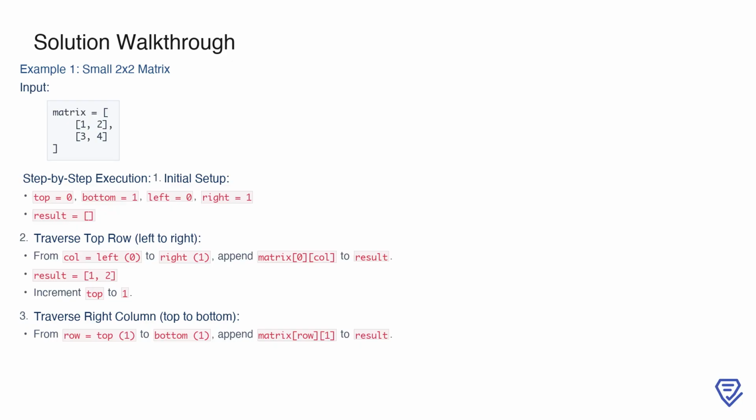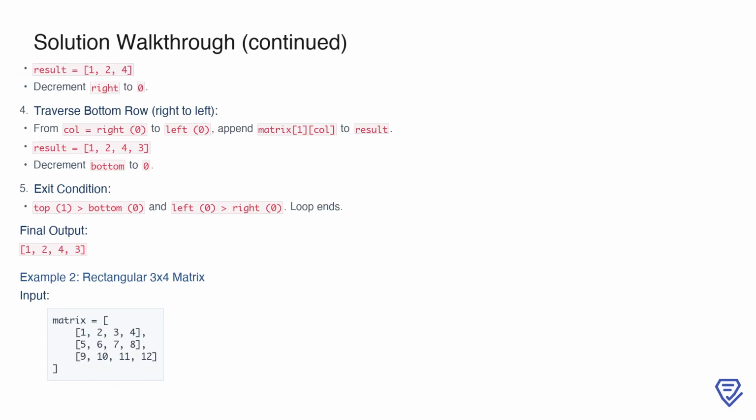Here, we append the elements at positions matrix[0][0] and matrix[0][1], which are 1 and 2, to the result array. After this step, the top boundary is incremented to 1, effectively excluding the first row from further traversal. Next, we move to the right column, traversing from top to bottom. The only element here is matrix[1][1], which is 4, and it gets added to the result. At this point, the right boundary is decremented to 0, narrowing the traversal area further.